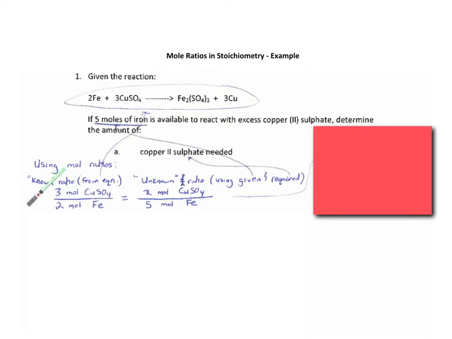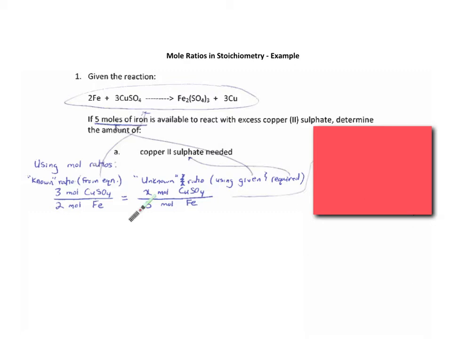And we set up the mole ratio by establishing on one side of the ratio what I call the known ratio. And so this is the information that comes from the balanced chemical equation. And so we know that we're dealing with iron and we're dealing with copper 2 sulfate. And so we need the information for the known ratio related to iron and copper 2 sulfate. And that is what we see here. So it says for every 3 moles of copper 2 sulfate that react, which is this value right here, 2 moles of iron are required.